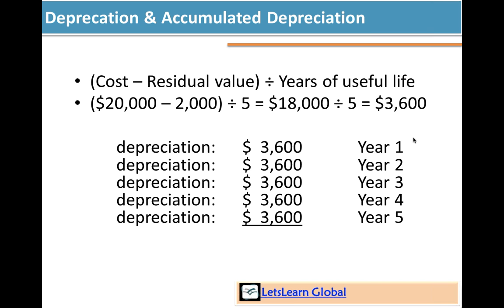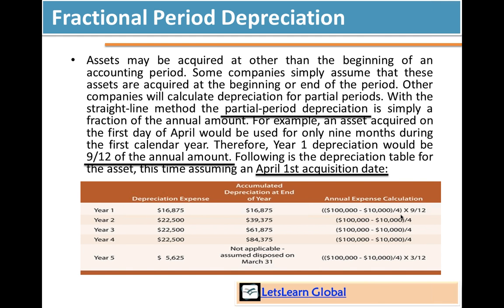But in the accumulated depreciation account, you will have 3,600, 7,200, 10,800. 10,800 plus 3,600, 14,400, and in the fifth year it is going to be 18,000. So each year you will have 3,600. The total depreciation would be 18,000. That will become accumulated depreciation at the end of the fifth year.